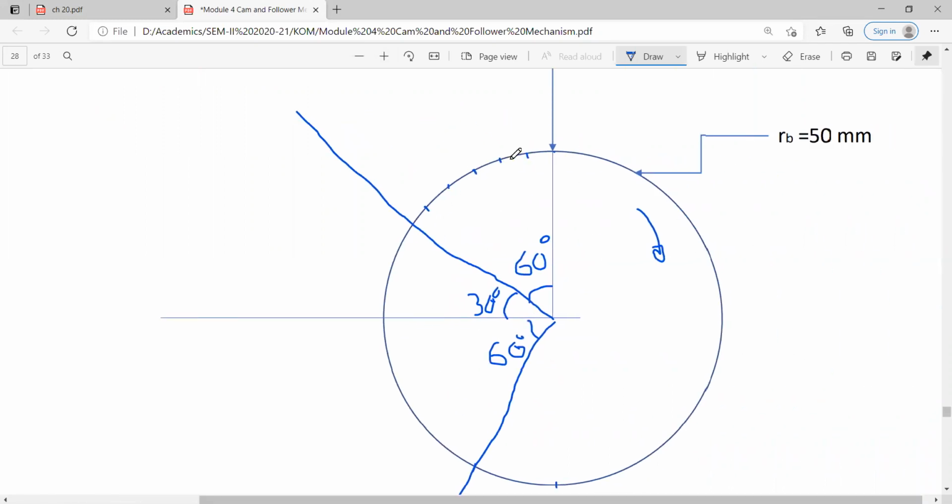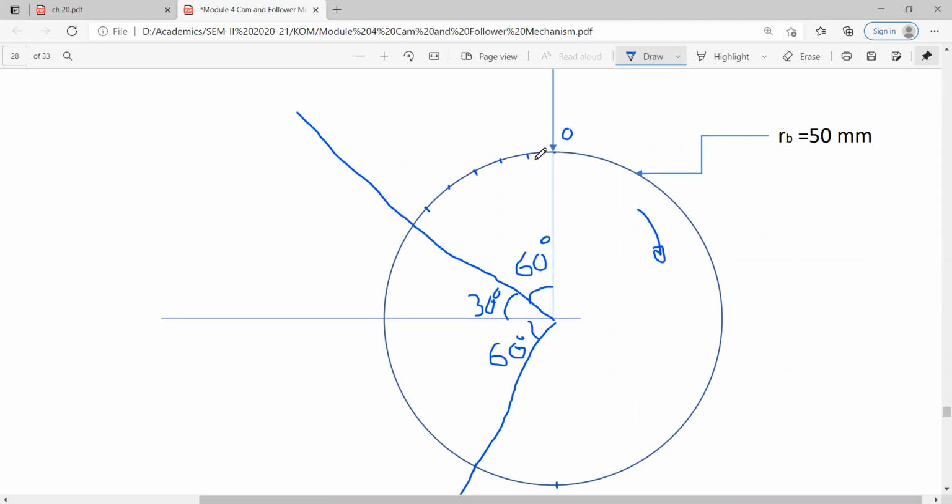In this way you have to divide it into 6 parts. Each part will be 10 degree and you have to start numbering. So say it is starting point 0. This is your 0. So it is how much? 10, at 10 degree.